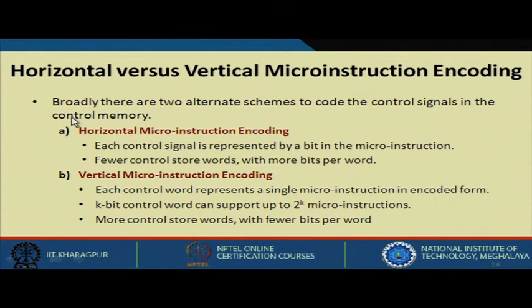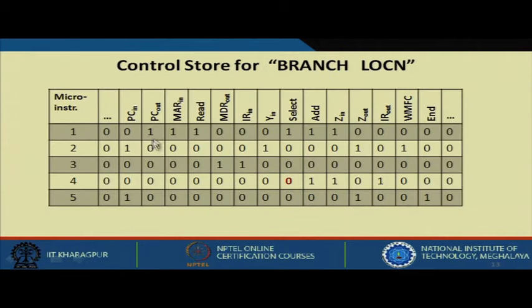Now there are two alternative ways to code the control signals in the control memory. The first way is the horizontal micro instruction encoding, the one I have just shown. Each control signal is represented by a bit in the micro instruction, so fewer control store words are required, but with more bits per word. Here you see that only a few signals will be 1, and the rest, many, are 0, but we still need to keep all.